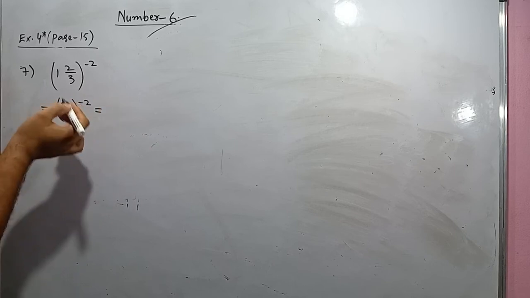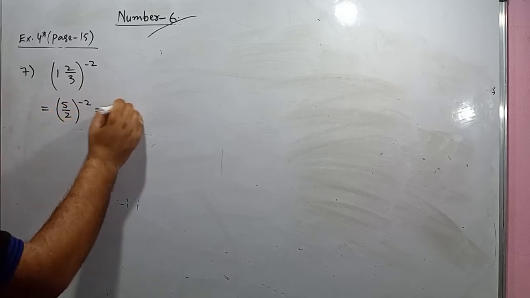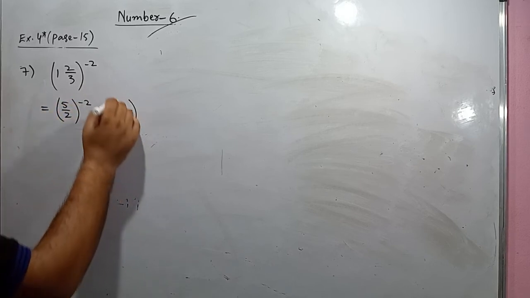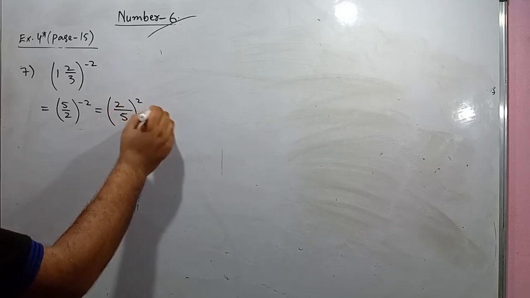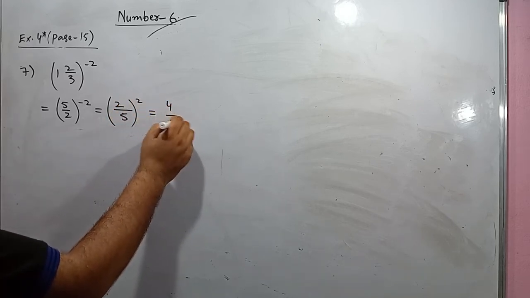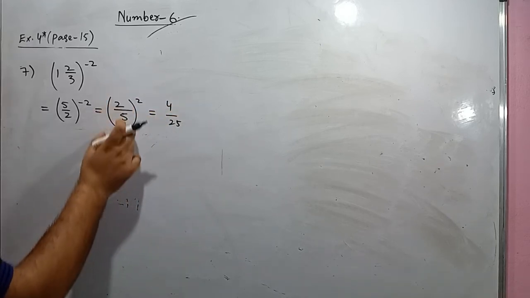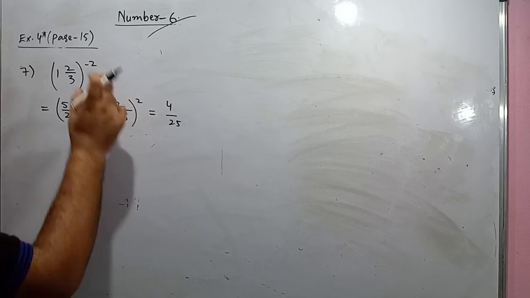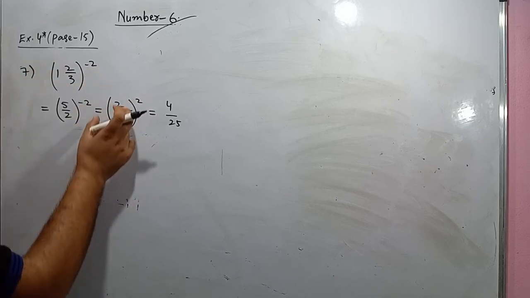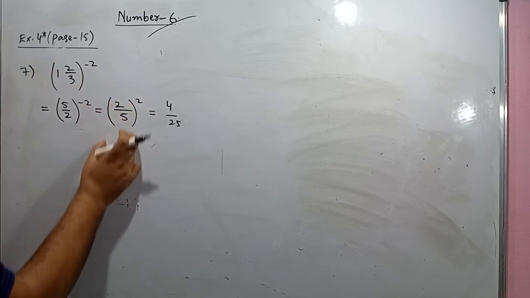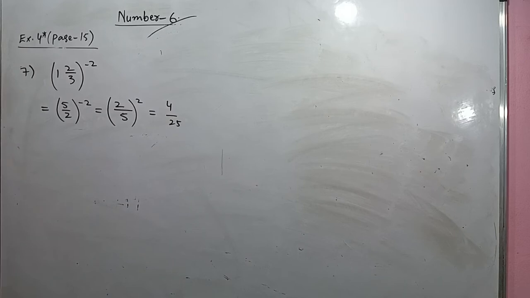Then I will remove this negative power. So what I should do, I should take the reciprocal, that's (2 by 5) whole power 2. That's 2 2s are 4, 5 5s are 25. (2 by 5) whole square means 2 by 5 into 2 by 5. This is 2 times multiplied. That's 4 by 25.